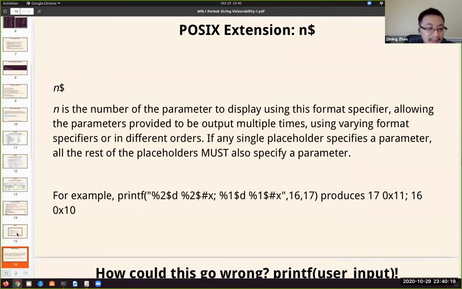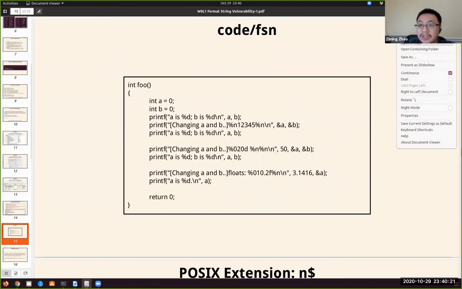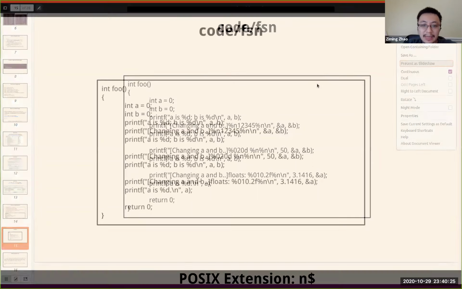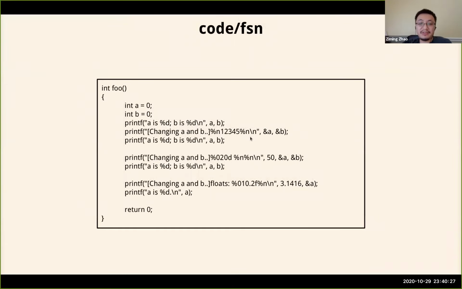So that is how percentage n works. Even though we're not hacking with this method, you can see this is dangerous. As long as you can put any address here, this will be super dangerous. You will be able to overwrite anything.